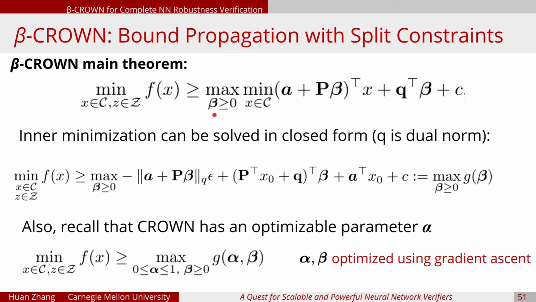So we have the additional parameter beta, which we can also optimize to increase the value of the lower bound to make it tighter. And after you solve the inner minimization problem in closed form, you'll see that the optimization problem on beta is actually a concave problem, which we can converge to the global maximum. And we can recall that we also have alpha-CROWN, where we have the alpha optimization parameters, and we can optimize alpha and beta parameters together to get the best possible bounds. Actually, those help us significantly by optimizing the bounds.